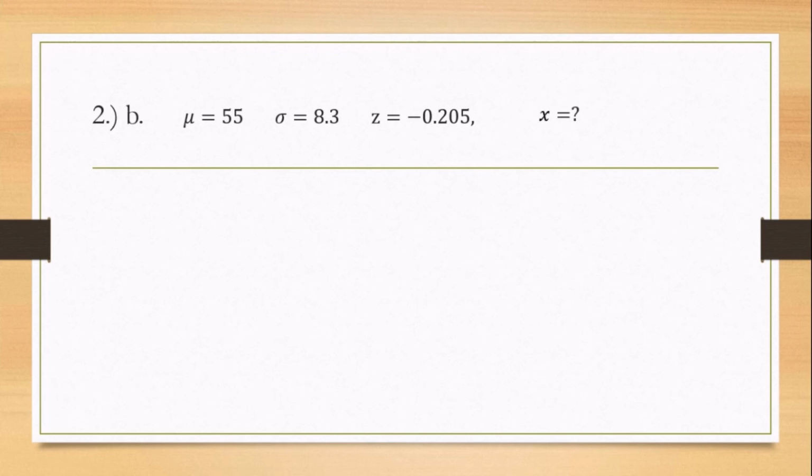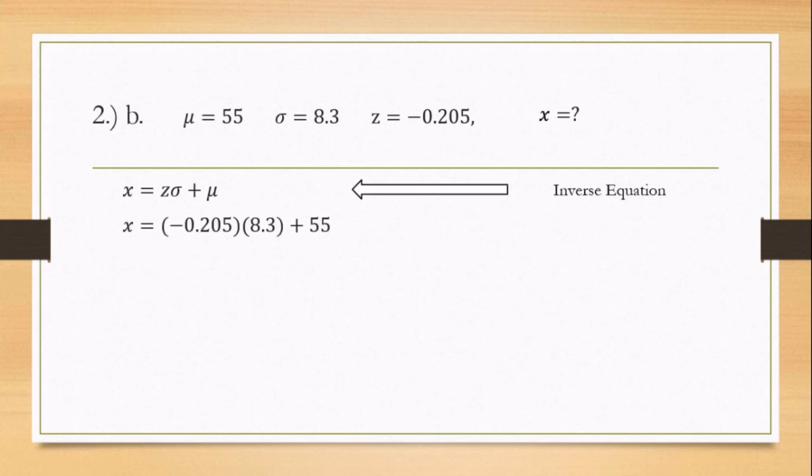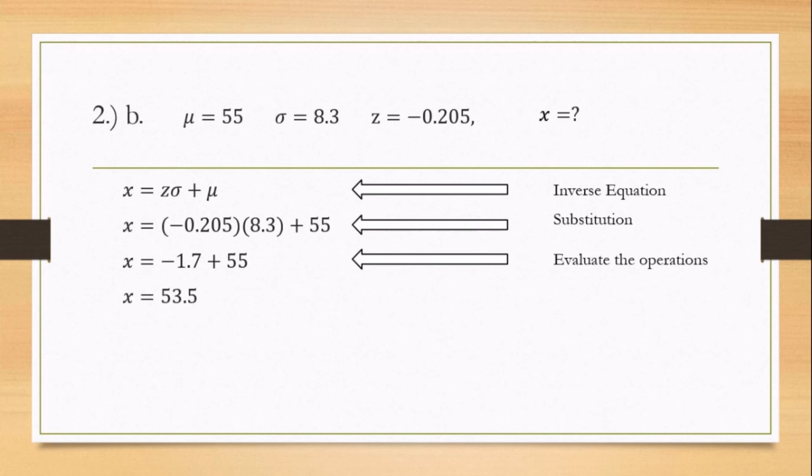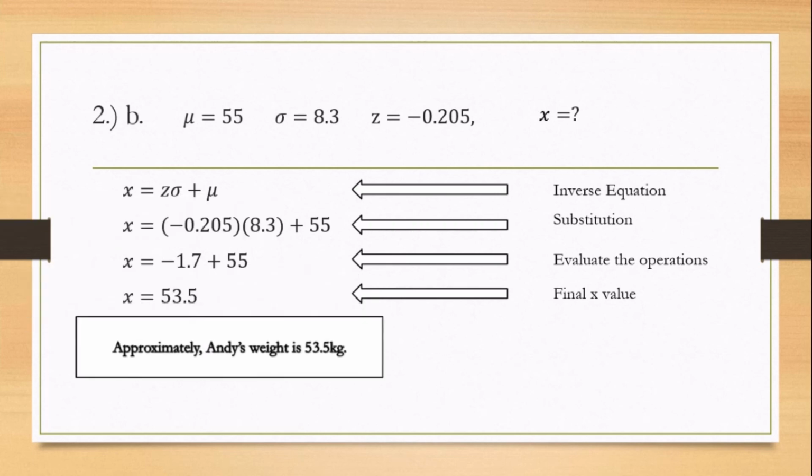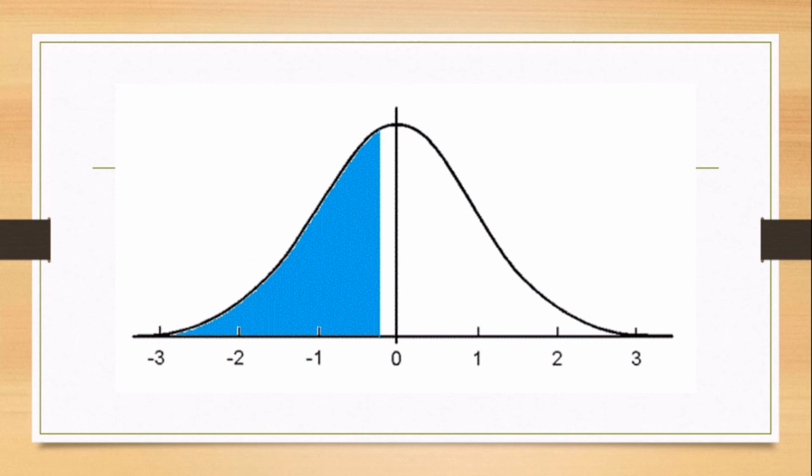Then with this z-value we can now have the x. How? By using the inverse equation I previously mentioned. X is equal to z times SD plus mean. Then, substitute the values and evaluate the operations. We then get x is equal to 53.5. In conclusion, Andy's weight is approximately 53.5 kilograms. This is the graph of the given situation where the -0.205 covers 42% of the curve.